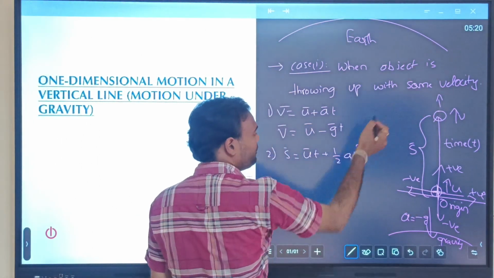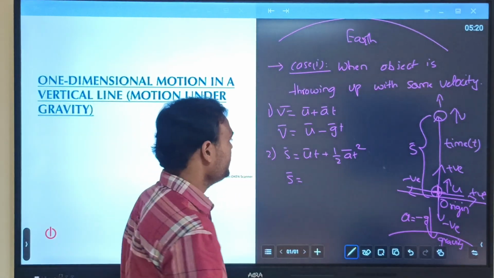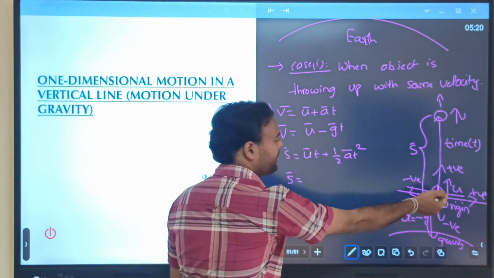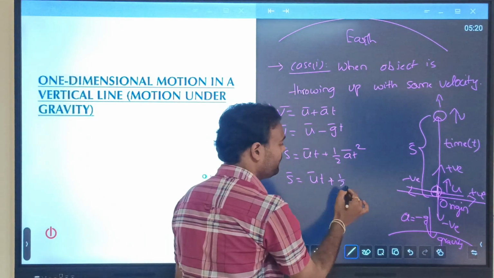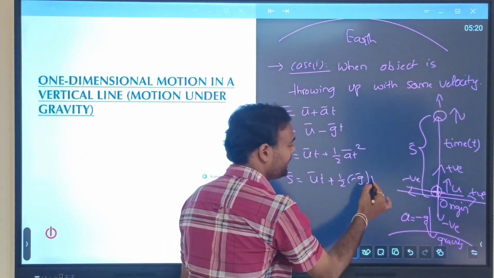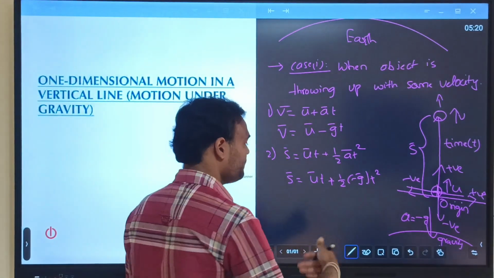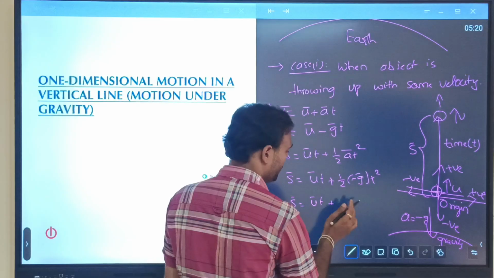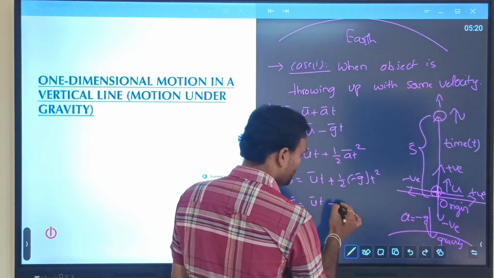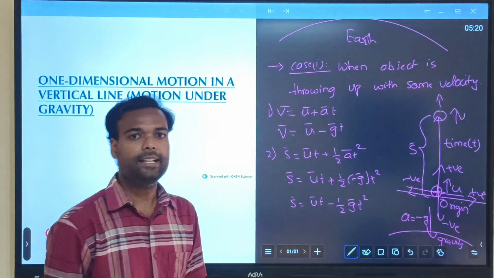Displacement is in the upward direction, so we have to consider it as positive, right? And the object initially has an upward velocity, so s = ut + ½(-g)t², because acceleration due to gravity is always towards the center, that is, -g in the downward direction. So s = ut - ½gt².